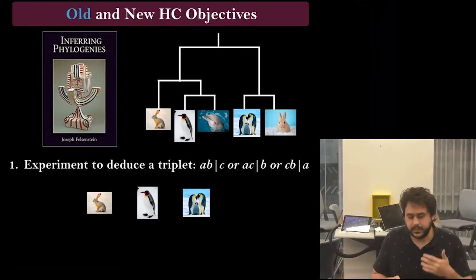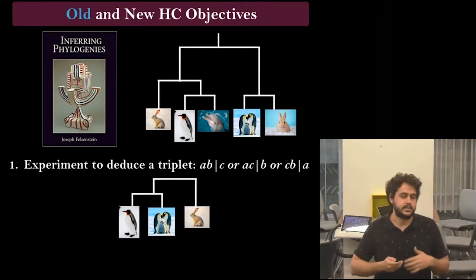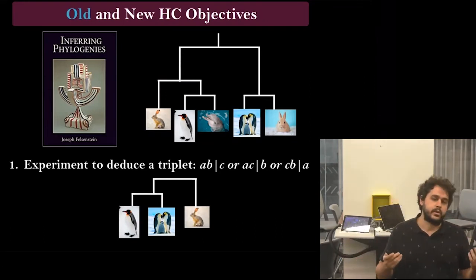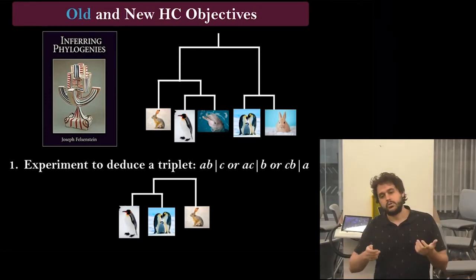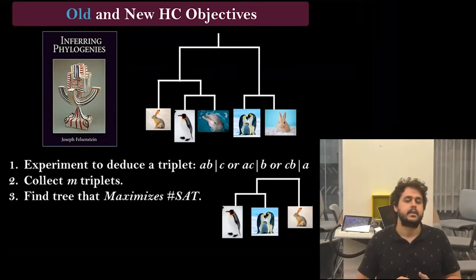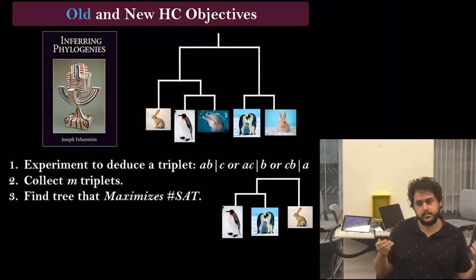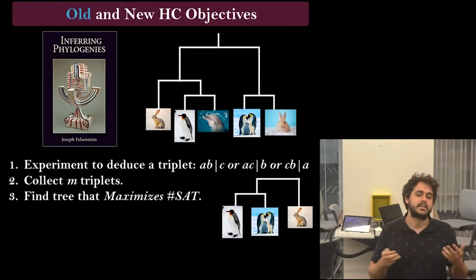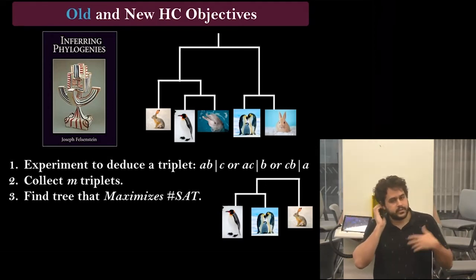So in this case, if we have the two penguins and the rabbit, the ideal triplet that we would like to see is the one shown here, and this specifies a mini hierarchy on 3 data points. And what we want is, after we collect m triplets on the data set, and think of m as maybe 1,000 for a data set of n, maybe 100 points, we want to find the tree that maximizes the number of satisfied triplets. Okay, this is a very natural objective.